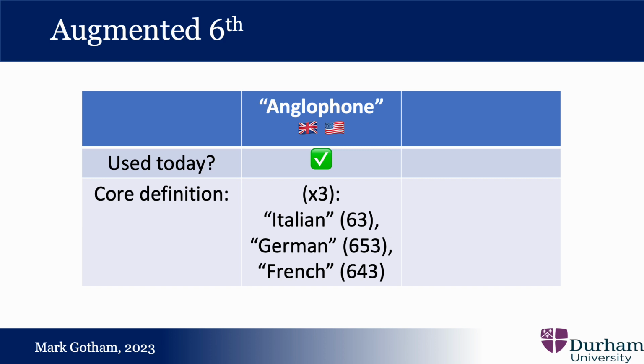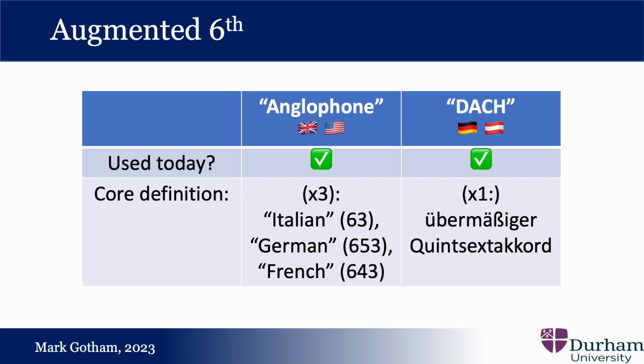There are three types of augmented sixth chord: the 6/3, the 6/5/3, and the 6/4/3. This contrasts with the typical approach in German-speaking textbooks where there is one term, the übermäßiger Quintsechstakkord, which happens to be the version that would correspond to the English language notion of a German sixth.